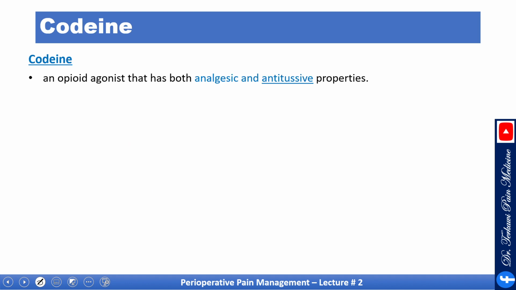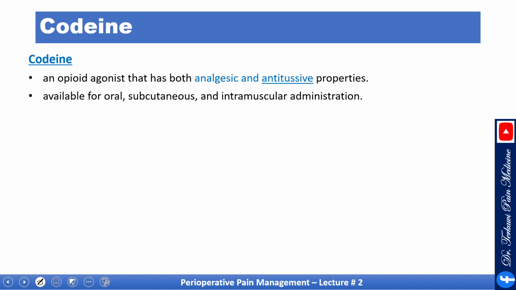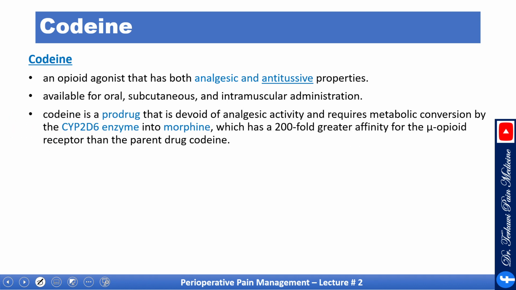Now, codeine is an opioid agonist that has both analgesic and antitussive effect. Available as oral, subcutaneous, and intramuscular, but not IV. Codeine is a prodrug that is devoid of analgesic activity and requires metabolic conversion by the CYP2D6 enzyme into morphine, which has a 200-fold greater affinity for the mu opioid receptor than the parent codeine.